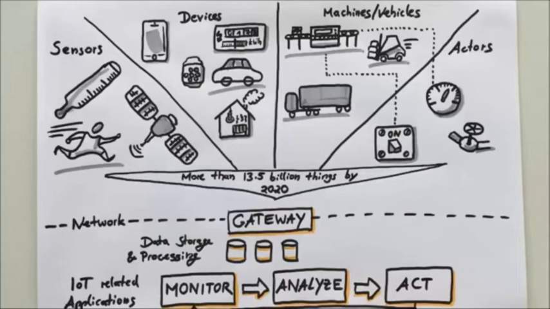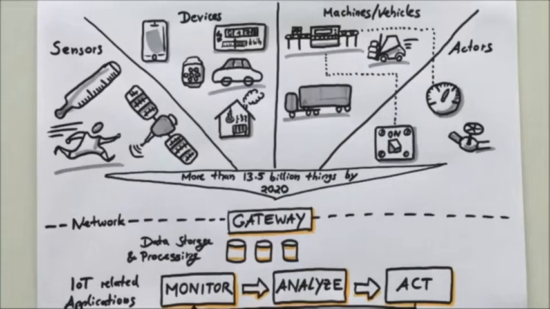Finally, the act functionality helps us to react to the monitored and analyzed data. Maybe this is the place where a human will act. However, in many cases, it will remain that a specific actor will act according to predefined rules and regulations.